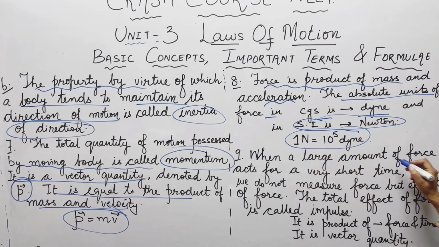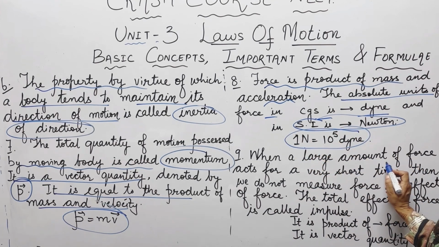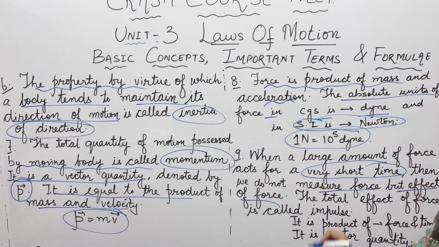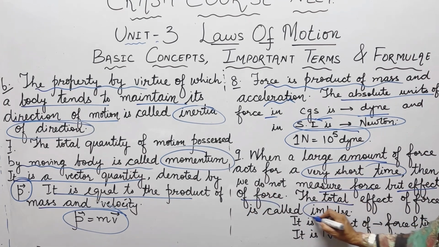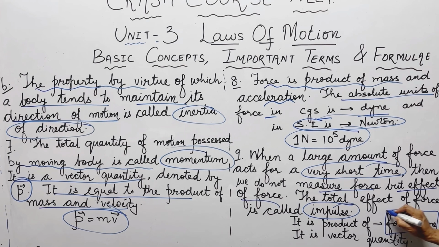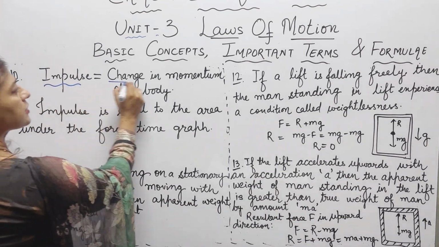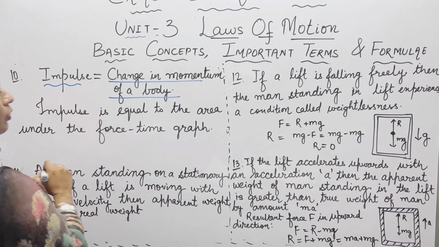When a large amount of force acts for a very short time, then we don't measure the force, rather we measure the effect of the force, and that effect of force is called impulse. It is a product of force and time, the duration for which the force has been applied. It is a vector quantity. The next point is about impulse. It is the change in momentum of a body.